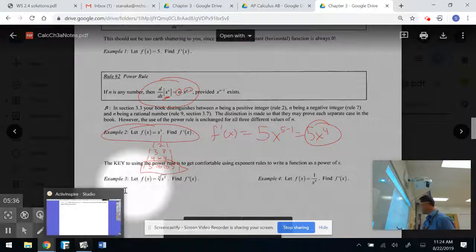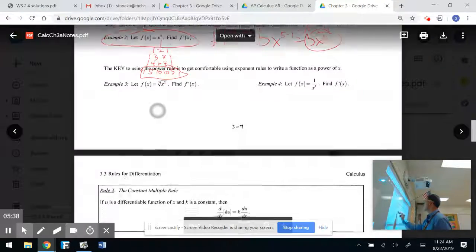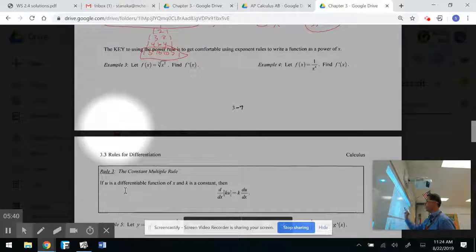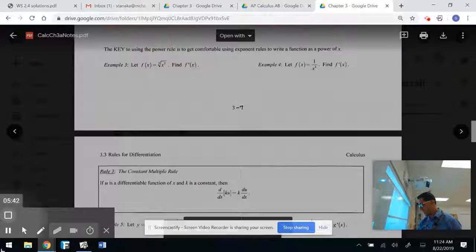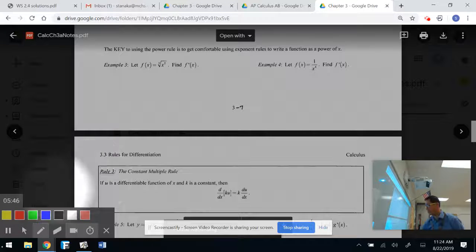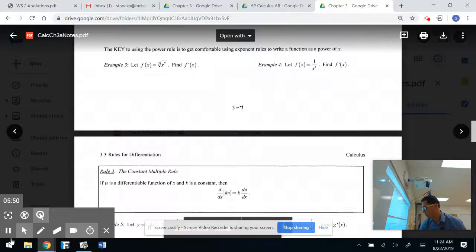Let's go ahead and zoom this up a little bit more. I'm going to erase once again. The comment was as if we're going fast, so make sure you hit pause. All right, here we go.